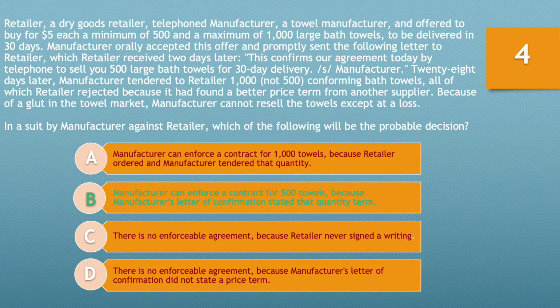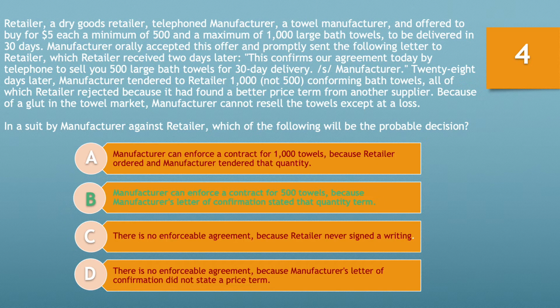If you chose option B, you'd be correct. Manufacturer can enforce a contract for 500 towels because manufacturer's letter of confirmation stated that quantity term. A valid contract requires an offer and acceptance, consideration, and no defenses to formation.